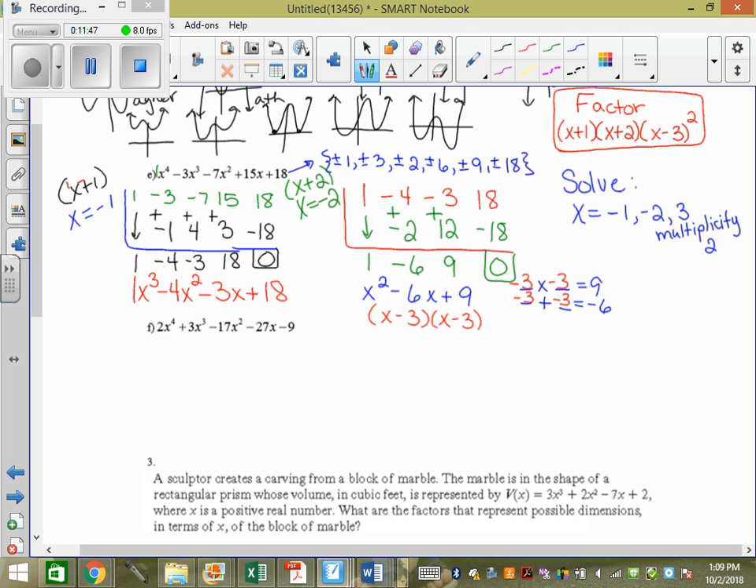I would just write it beside. I just ran out of room. I would literally go -1, -2, -3, and then I would keep going multiplicity 2. I just literally ran out of room. But I would write it on one line, same height.